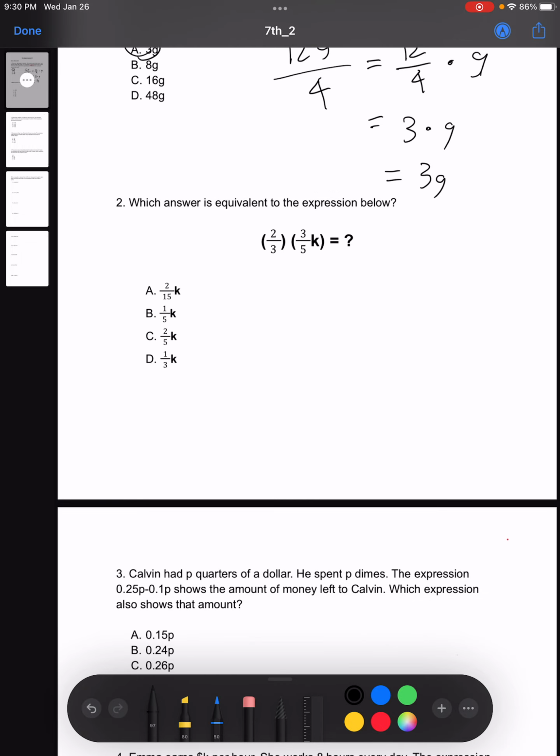Let's look at number 2. Which answer is equivalent to the expression below? We have 2 over 3 times 3 over 5k. And to make this easier to understand, we can rewrite the 3 over 5k as 3 over 5 multiplied by k. So what we can do is multiply the coefficients together, or the numbers. We can cancel out like terms, and we get 2 over 5 times k, which again just means 2 over 5k. This would make our answer C for number 2.